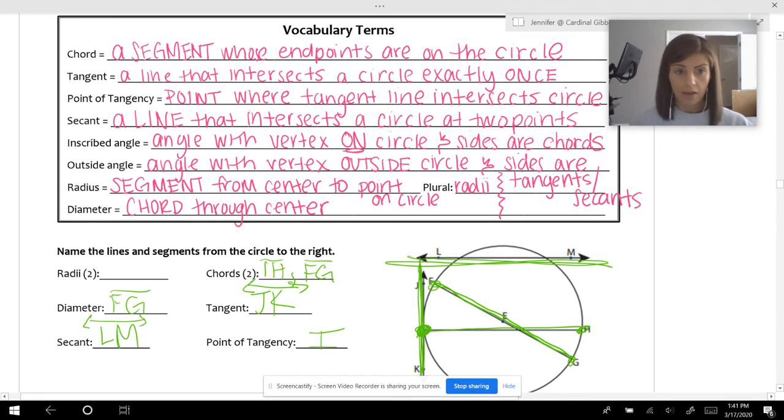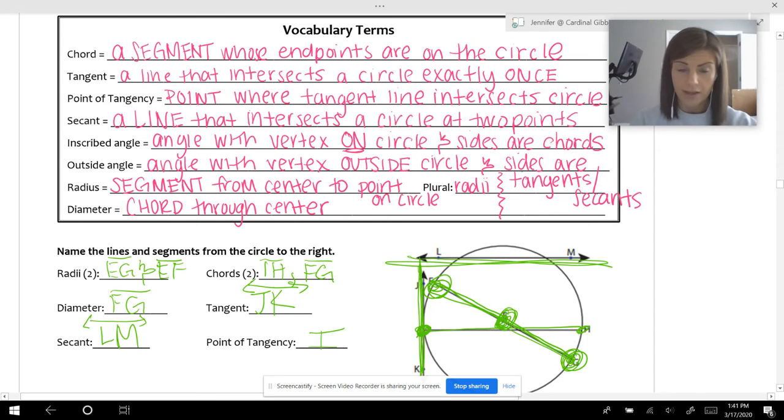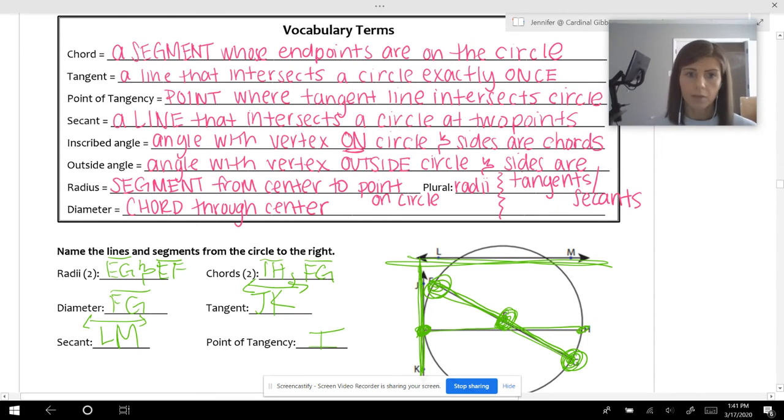We'll talk about the inscribed angle and the outside angle in just a second. A radius, we've already talked about that. That's the segment that goes from the center of the circle to the edge. So in this picture, there's two of them. Both of them are basically just the two halves of that diameter. So we have a radius from E to G, and then also from E to F. So EG is a radius, and EF is also a radius in this picture. So that basically goes through those vocab words up there.